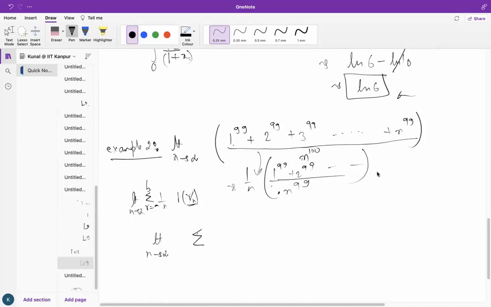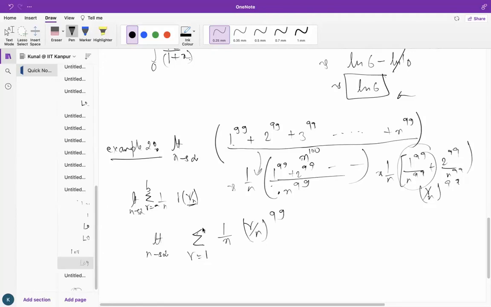Then I just divide by n to the power 99 separately. Now this is of the form r by n to the power 99. So what I got from here is 1 by n, and here we get r by n to the power 99, where r varies from 1 to n. Now we have reached that form.